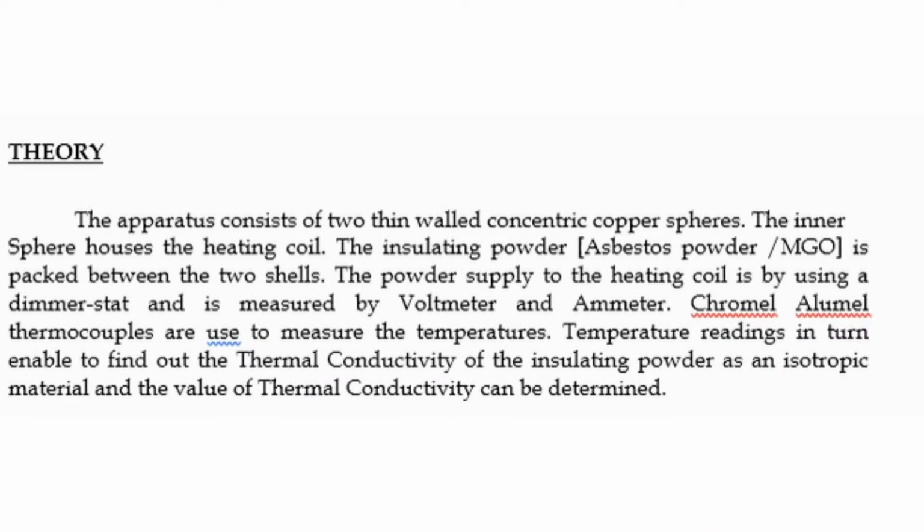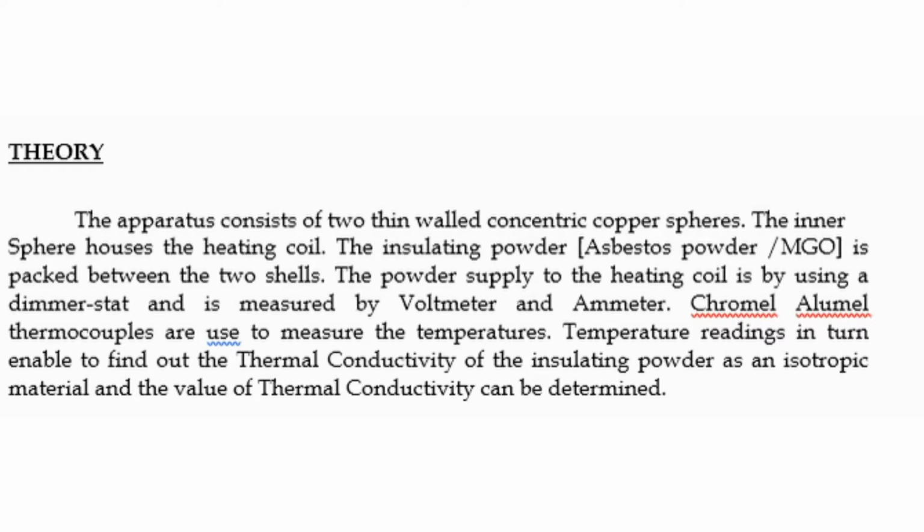In this video, we are going to find out the thermal conductivity of insulating powder. The apparatus consists of thin-walled concentric copper spheres. The inner sphere has a heating element. The insulating powder we are using in our lab is asbestos powder or magnesium acetate, packed between two shells.